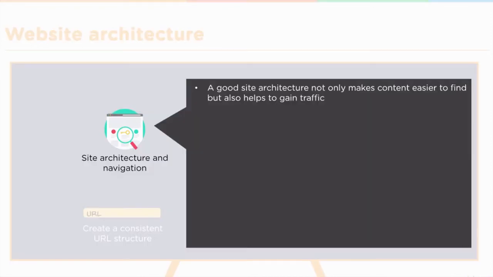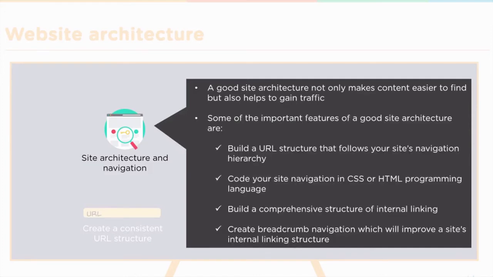So good site architecture not only makes content easy to find, but also helps to gain traffic, because if your site is well organized, it's built for multiple devices, and the URLs are easy, then all that's going to be apparent to the search engines. And when it's apparent to the search engines, it's going to get indexed. And when it gets indexed, then you're going to get found and you're going to get the traffic. So it's just a natural progression. It's best practice. Some important features of good architecture are, again, that URL structure.